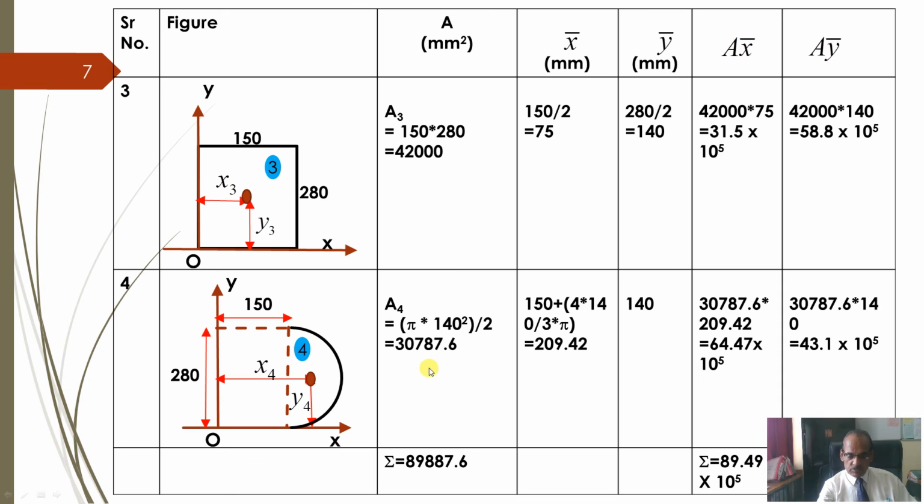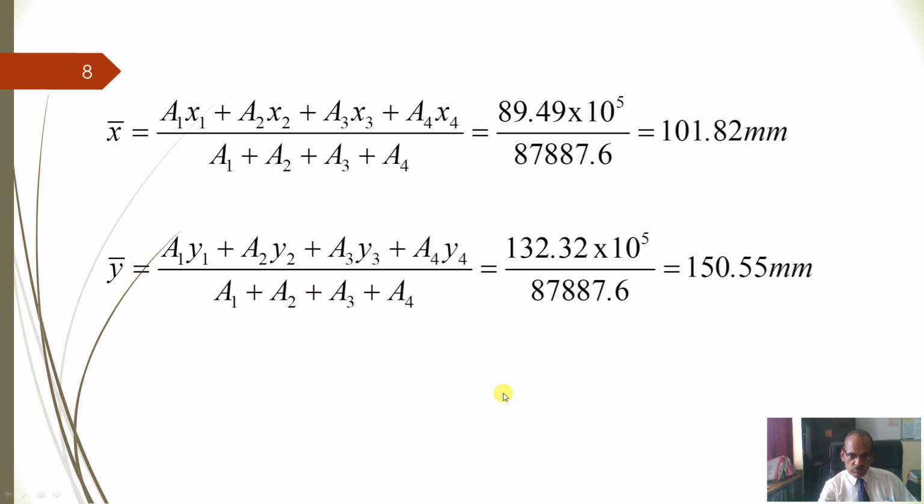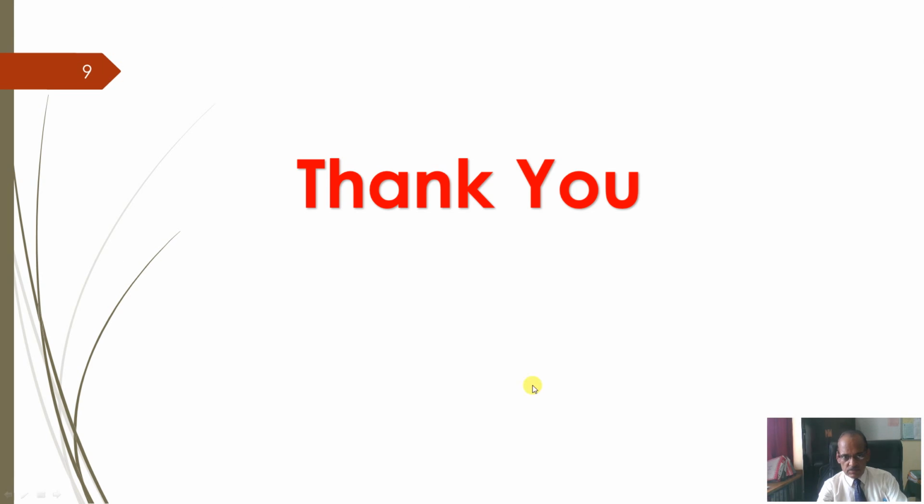Take the summation of the areas a1 plus a2 plus a3 plus a4. Take the summation of a1 x1, a2 x2, a3 x3, a4 x4, and similarly for y, a1 y1, a2 y2, etc., and substitute the values in this equation. You will get the x coordinate 101.82 mm and the y coordinate 150.55 mm. So in this way you can solve the numericals on composite figures.